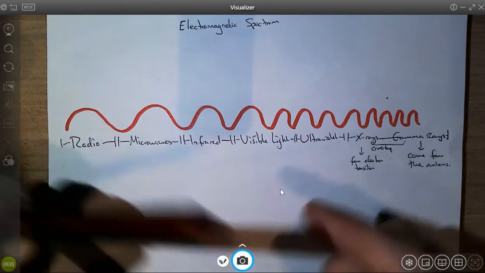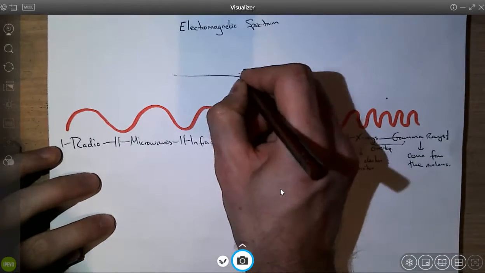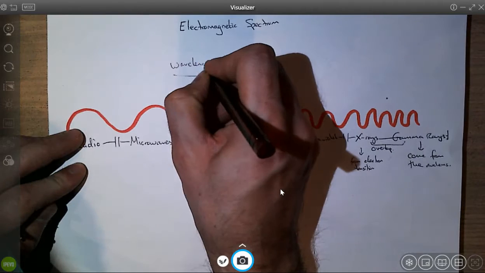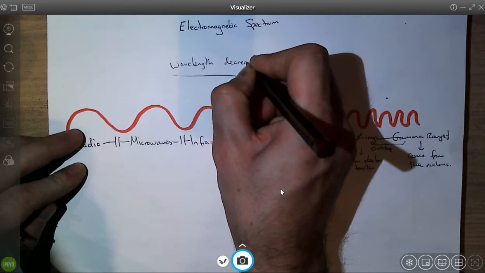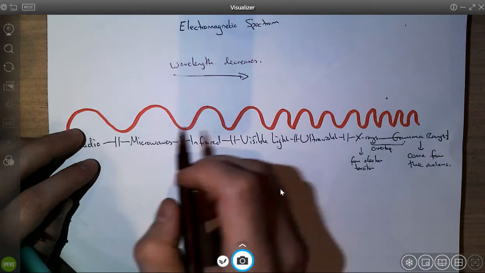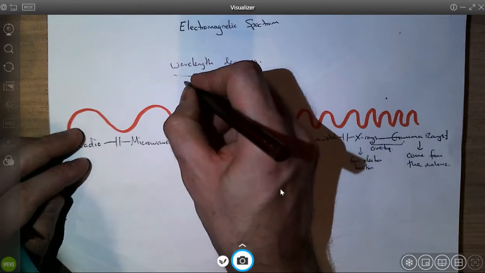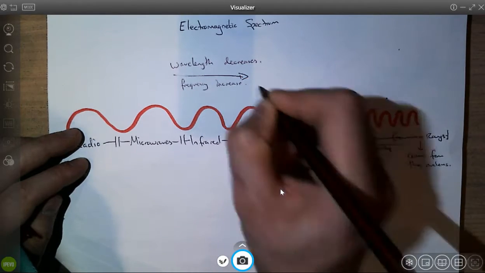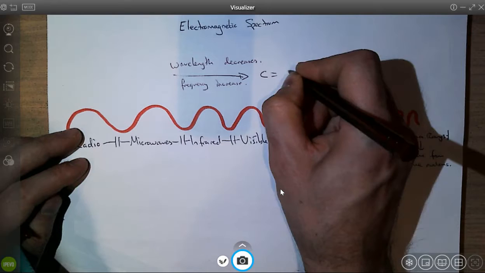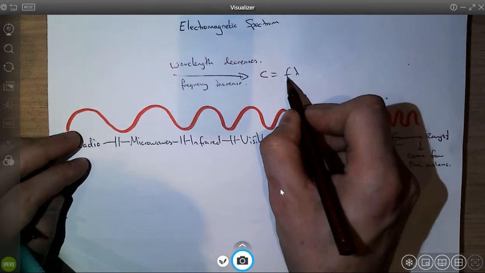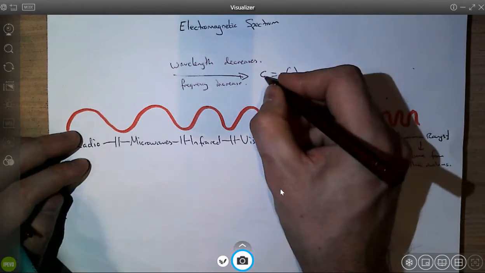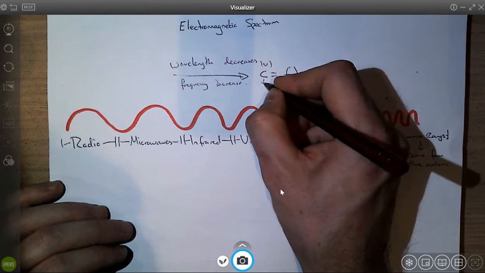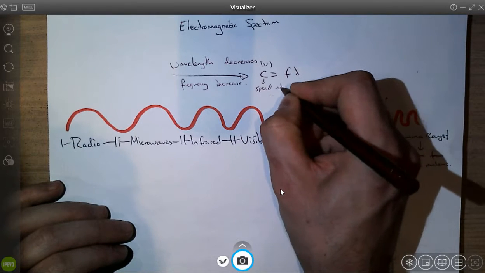What changes as we go along the spectrum? So there's a couple of things that change. From the picture, we can obviously see that the wavelength decreases. And then the trade-off is if the wavelength decreases, the frequency must increase. Right, why is that? Because the speed of an electromagnetic wave is given by this formula: c = f × λ, frequency times wavelength. The speed of light in this case is not given by v, it's given by c, right? Because this is the speed of light.